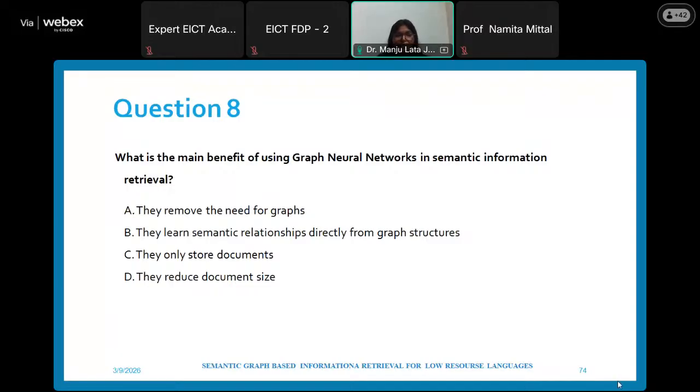Now, on the basis of this discussion, the question is, what is the main benefit of using graph neural networks in semantic information retrieval?